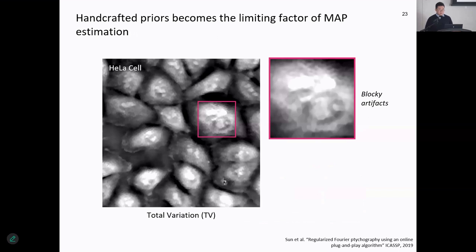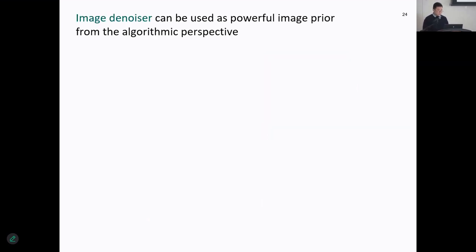Traditionally, this MAP estimation is coupled with handcrafted priors, such as total variation. However, this is the limiting factor of the imaging quality. For example, here shows the performance of using TV to reconstruct a real 2D microscope image of the HeLa cell. You can clearly see the blocky artifacts in the zoom-in region. So an image denoiser, in fact, can be used as a flexible proxy for imposing the image prior.